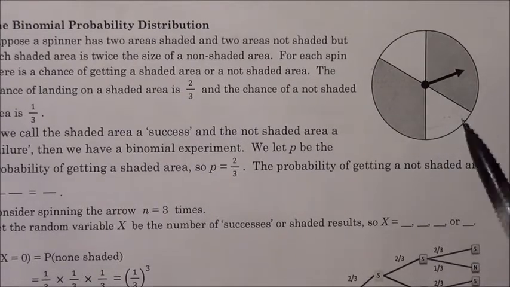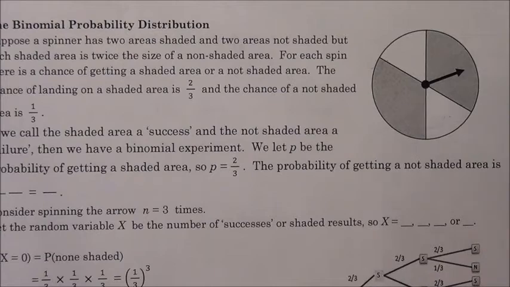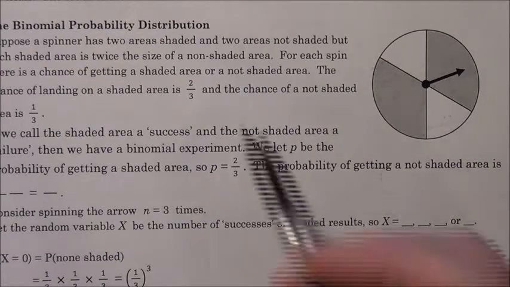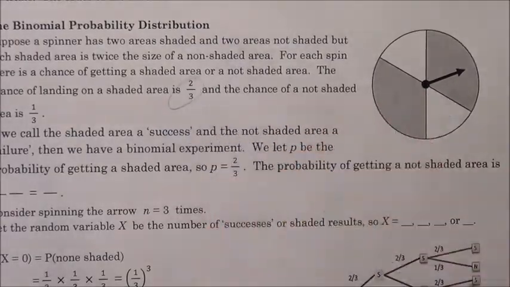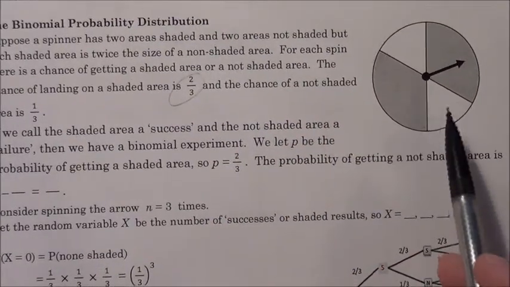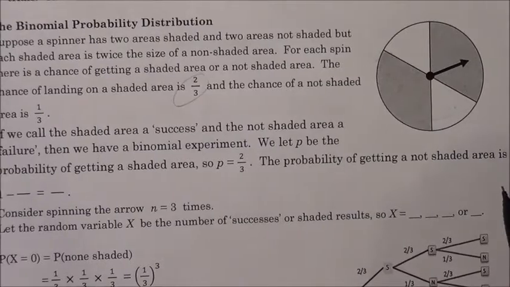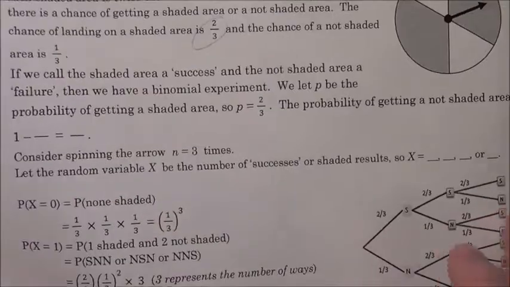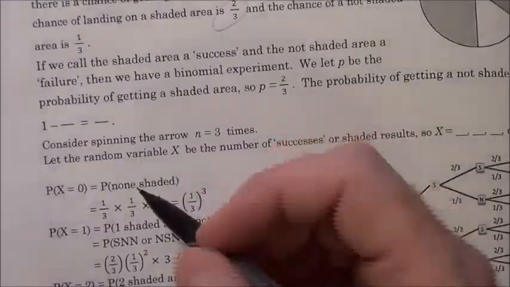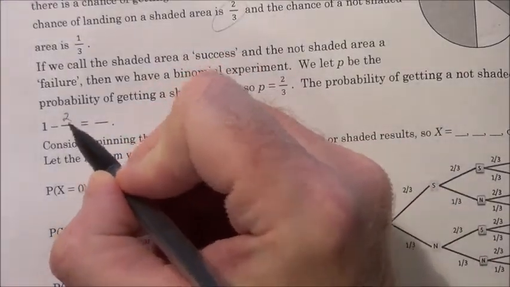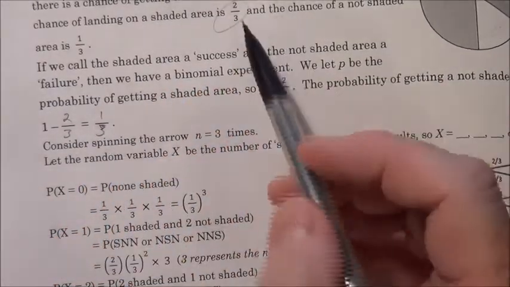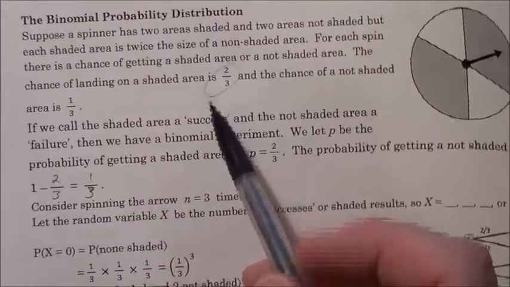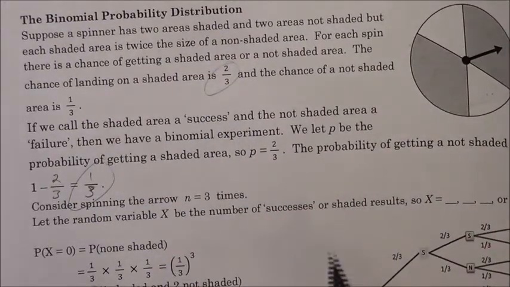So let's say that landing on a shaded section would be a success. So that means that the probability of landing on a shaded section being a success would be 2/3, and therefore the failure would be 1 minus 2/3, which we can just state down here. 1 minus 2/3 is just 1/3. Okay, so the success is 2/3, and the failure is going to be 1/3.